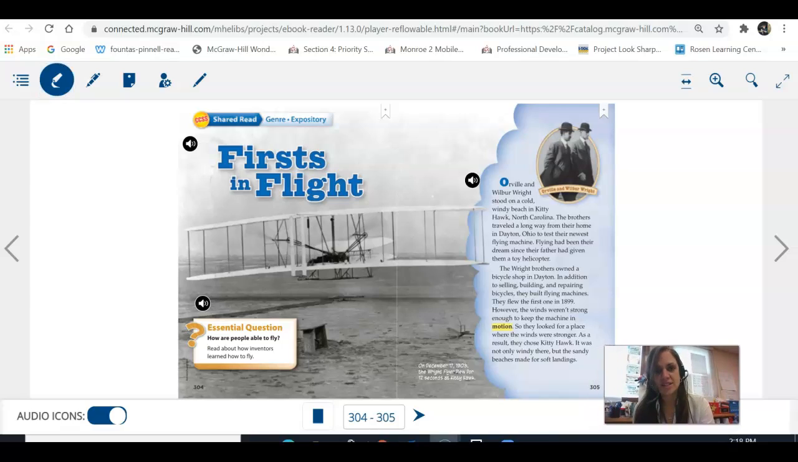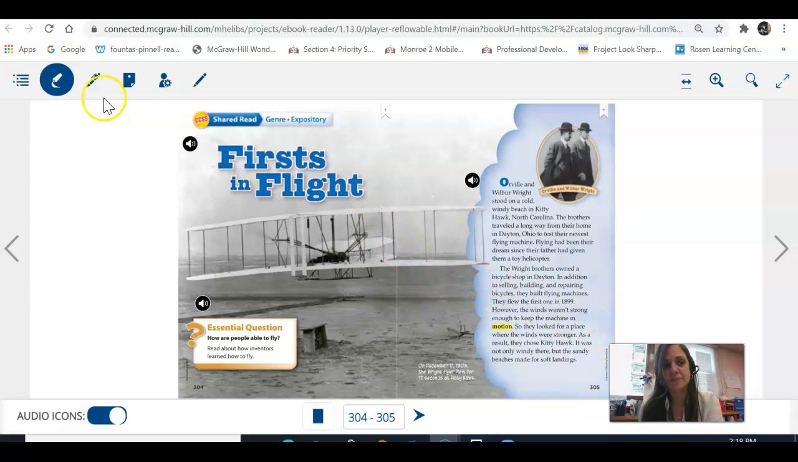I have just noticed, as we were rereading this text, some signal words that show cause and effect relationships. I noticed this word, so. So tells me that there's a cause and effect relationship. It says, they looked for a place where the winds were stronger. Why did the Wright brothers look for a place where the winds were stronger? The winds weren't strong enough to keep the machine in motion.